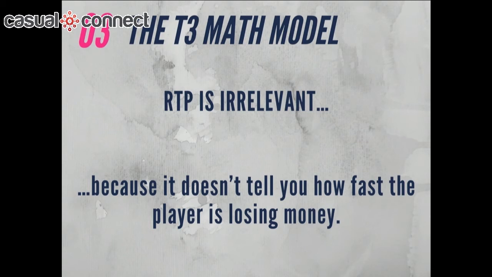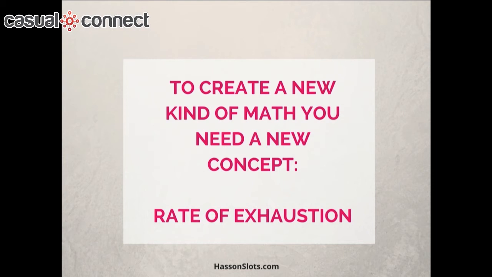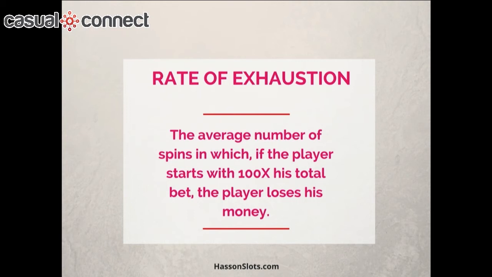So to create a new math, we have to create a new kind of concept, which is called rate of exhaustion. This is the definition: the average number of spins in which a player who starts with 100 times his total bet loses the money. You run simulations because math can't do that for you. You take the game with the reels that you have and you try it out. You start the player with 100 times his regular bet. It doesn't matter if the bet is 1 or 100 or 1 million. 100 times that, and that is the total bet on the max lines. Then you let the game spin automatically until the player can no longer spin with that bet.